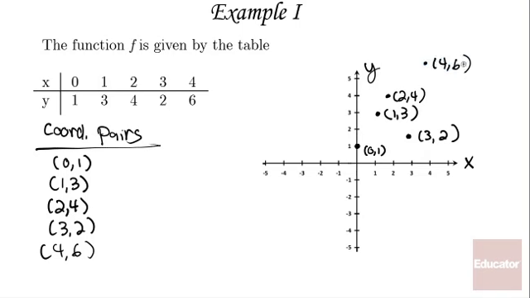And I am not going to connect these because I don't know which way this is going to connect, if there are even points in between. All I'm told is I have certain x values and certain y values. So I have a discrete function, and it's just represented by points on the coordinate plane. So remember, in order to graph a function, what you need to do is generate a set of coordinate pairs that you can use to locate points on the coordinate plane.